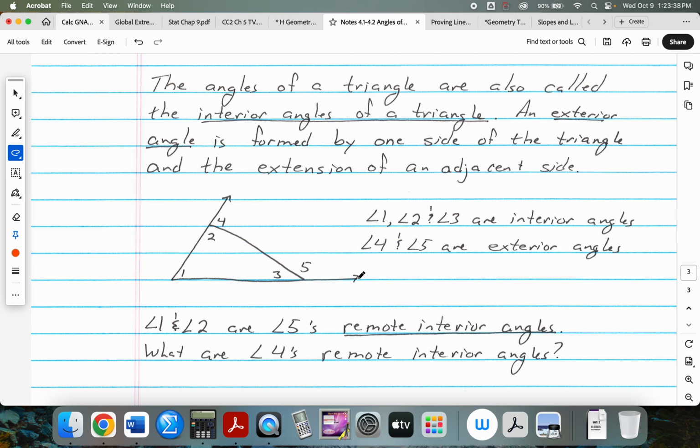So in this picture, see how angle 1 and 2 are inside the triangle, but they're not next to angle 5? We call those the remote interior angles. Now, because of televisions, people have the wrong idea about what the word remote means, or frequently do. Is anyone confident of what remote means?